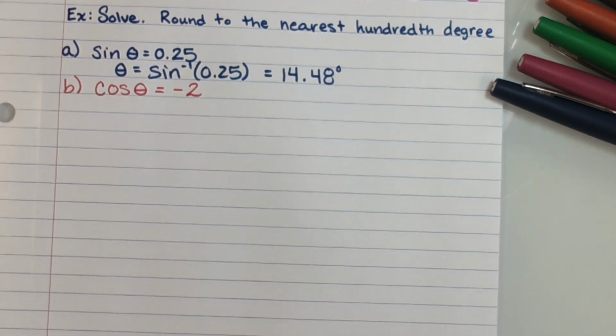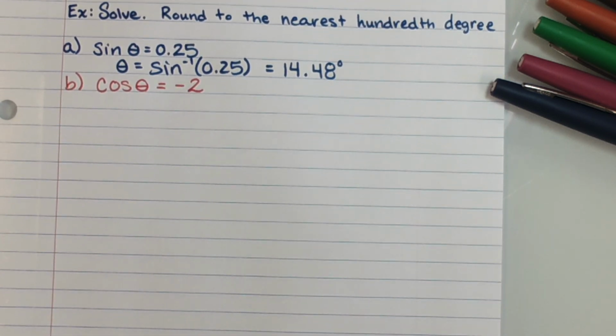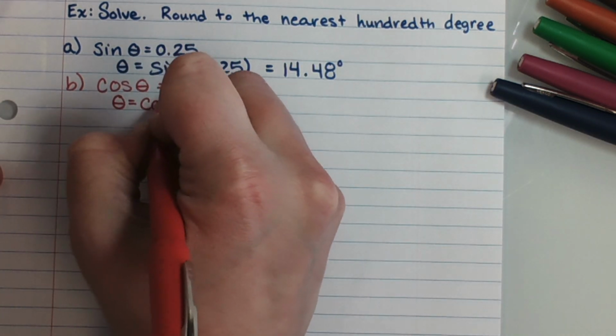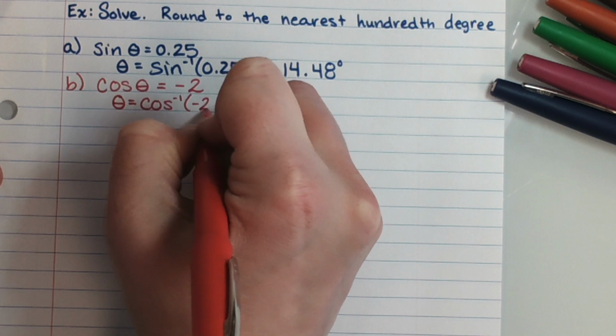Okay? Cosine of theta is equal to -2. The only variable involved is theta. To get at theta, I'm going to take inverse cosine. On this side, I'm left with theta. On this side, I've got cosine inverse of -2.